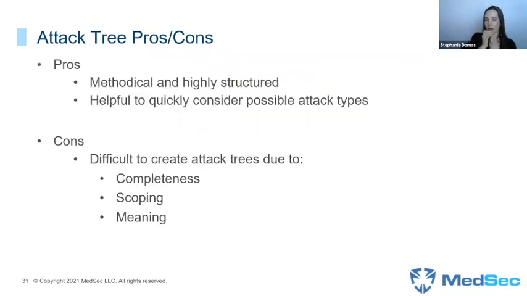So attack tree pros and cons: highly methodical, highly structured. It's really helpful to show really quick attack types so you can quickly trace how an attack would go from beginning to end. Where people struggle with attack trees is on completeness. You can feel like, well, I could add 100 nodes, I could add 5 nodes, have you added enough nodes? That ties into scoping, where it's tough to know whether or not you scoped it broad enough and sort of what the attack tree means.